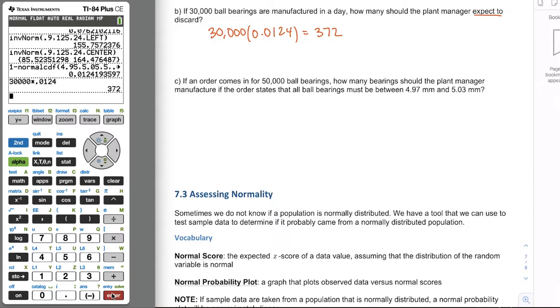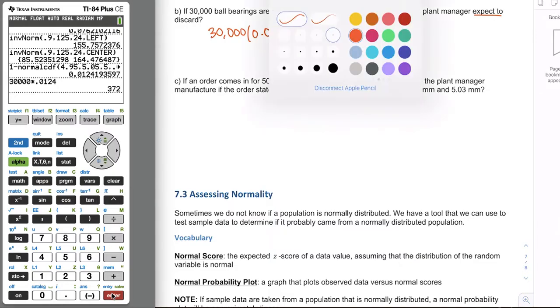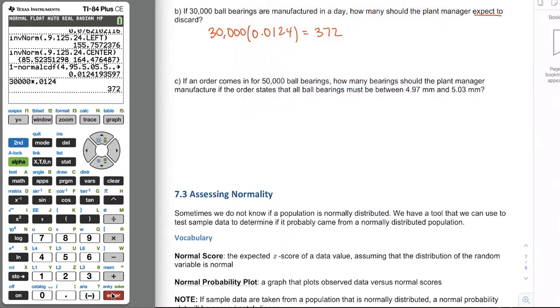If an order comes in for 50,000 ball bearings, how many bearings should the plant manager manufacture if the order states that all ball bearings must be between 4.97 millimeters and 5.03 millimeters? So whoever's placing this order is slightly more strict with how they want their ball bearings. Their standards are a little bit higher than the plant itself. So let's start off by drawing what ball bearings they would be keeping in terms of this normal curve here. It's not a very good one.